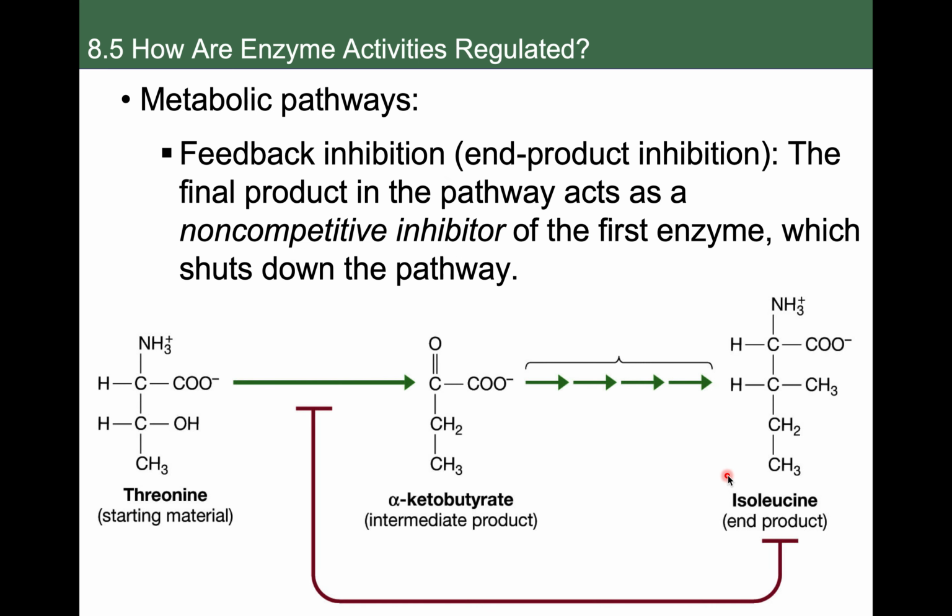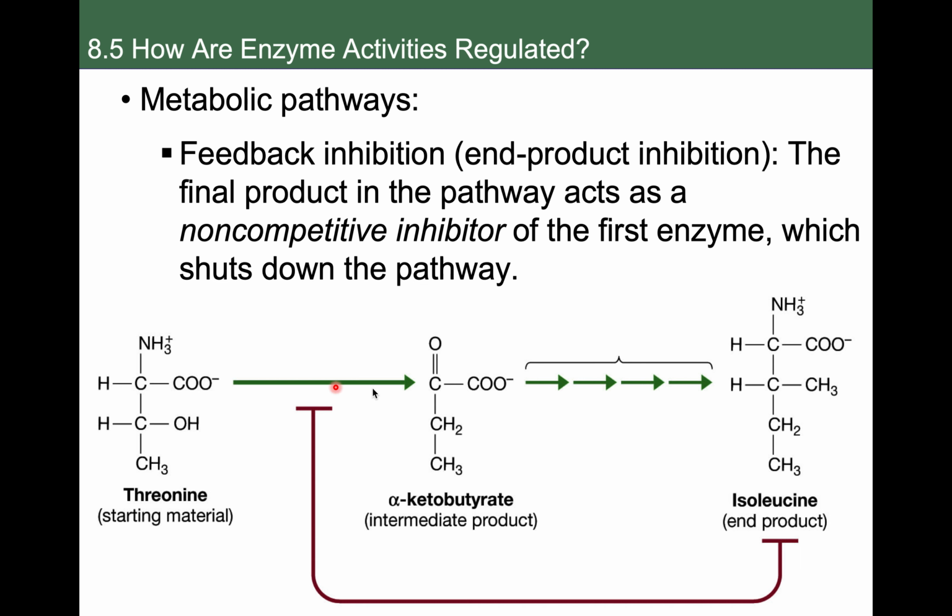All right, two final points here. So all these examples of regulation that we've talked about so far have been just kind of at the individual enzyme level. But I also wanted to point out that you can have regulation at a larger pathway level. What we're seeing here is pretty common, and this would be called feedback inhibition, or sometimes called a negative feedback loop.